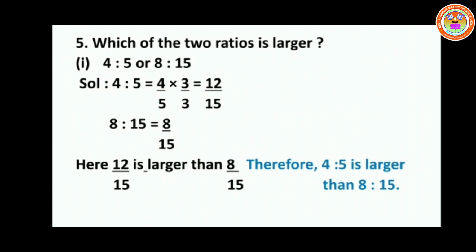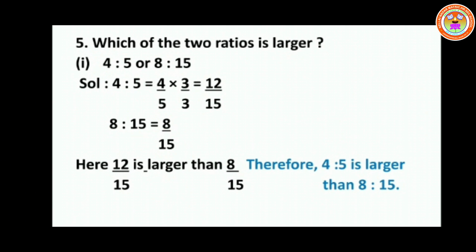So the first one you have 4:5. That can be written as 4 divided by 5. So to get the denominator 15 with 5, you have to multiply by what number? In the 5 table, how many times will you get 15? 3. 5 threes are 15. So both the numerator and denominator should be multiplied by 3. So 4 into 3 divided by 5 into 3. So your answer is 12/15. Now the 8:15, I told you already, you can write it as 8/15.